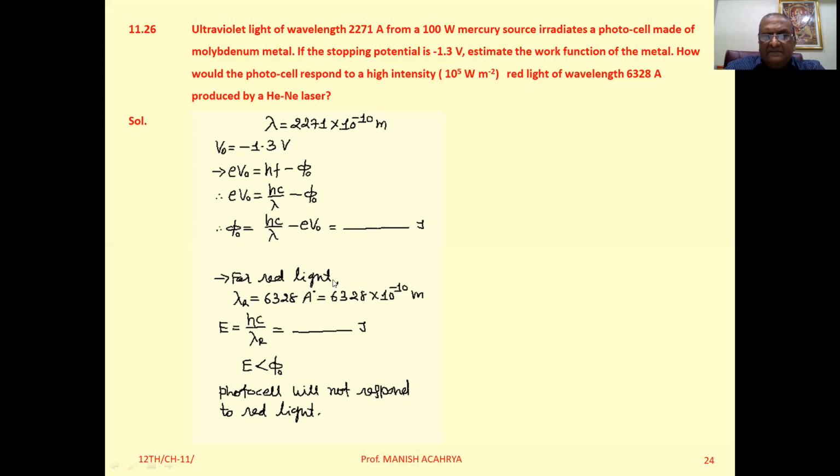Then for red light. Now for red light, lambda, that is 6328 into 10 raised to minus 10 meter. So energy associated with it, that is hc by lambda r. Calculate it. That will be less than phi0. And if the energy incident is less than the work function of metal, then photocell will not respond to that particular radiation, or in other words, we can say the photoelectric effect will not be obtained by that particular radiation. Clear?